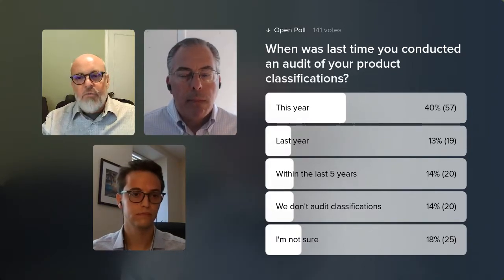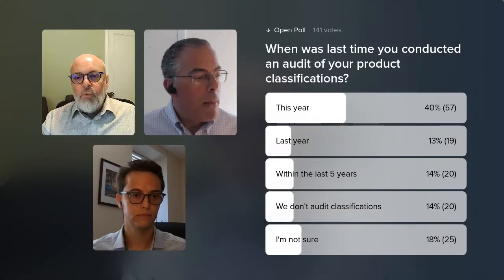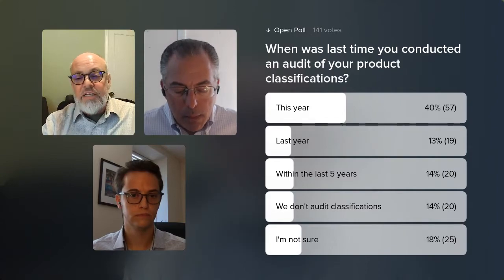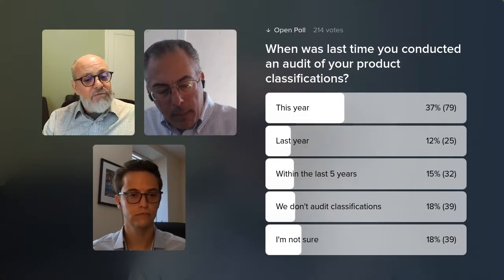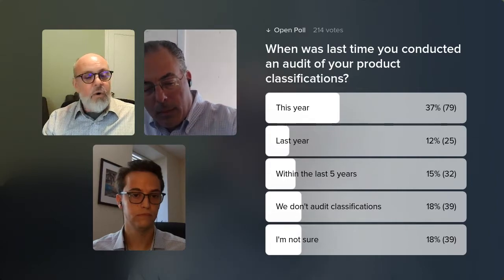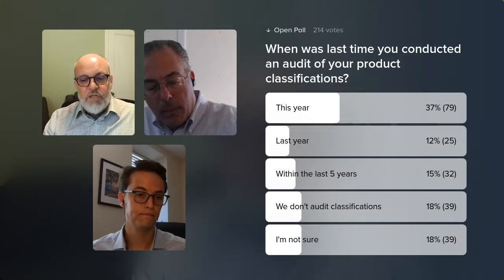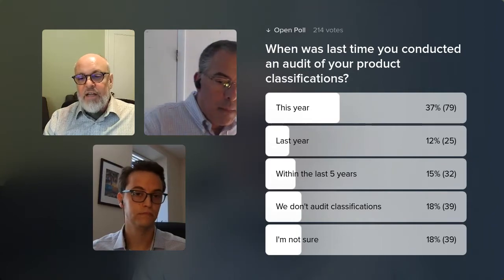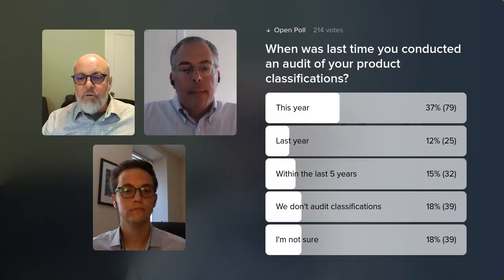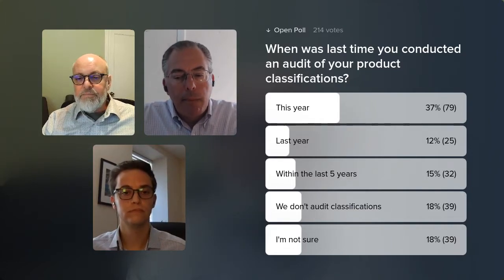And that's something that we think is an important thing to do throughout the life cycle, throughout the year. But what we'd like to know is, when did you last conduct an audit? Did you do one this year? Did you do one last year? Did you do one within the last 5 years? Or maybe you didn't audit classifications, or like the other one, maybe you're not sure if you have or you have not. So give us your answer, and we'd like to see what companies are saying that they do.